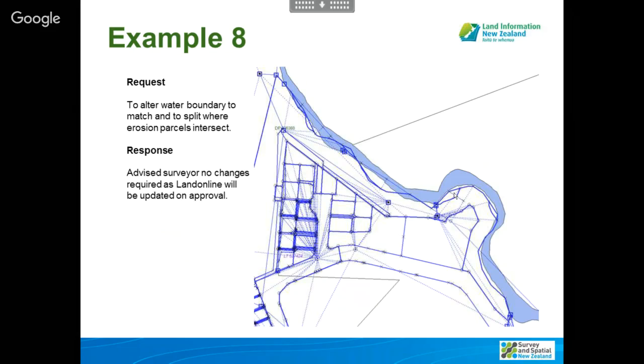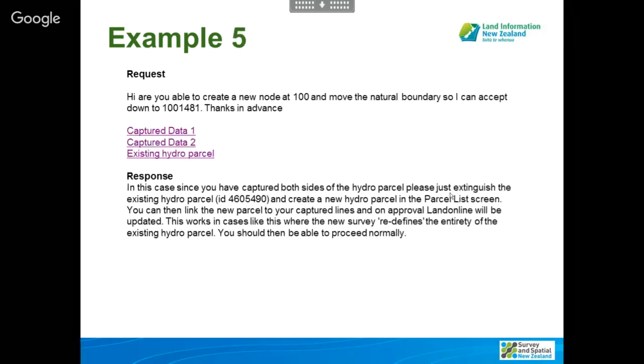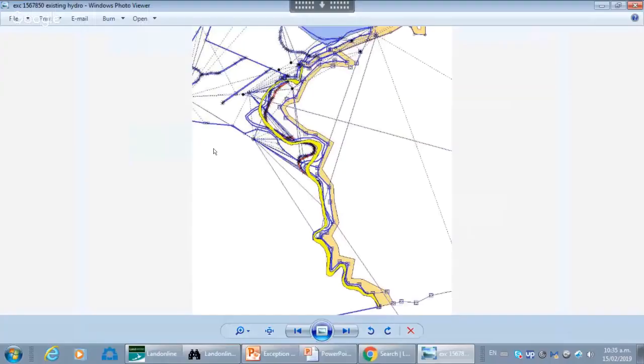Just going back to an earlier slide, if I may. This one here. While we advise that it's ideal in situations like this where you're defining both sides of the river to just extinguish and recreate, you do acknowledge that when it comes to plan generation, the existing hydroparcel line will be shown in its current position. And the advice there is just pick those lines and hide them.